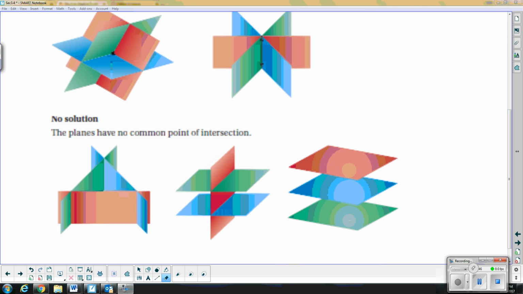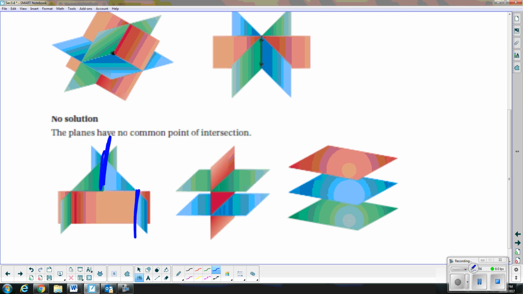If you have no solution, okay, so if you look here, the blue and the green, see how they share infinitely many points? And the blue and the red, infinitely many. The red and the green, infinitely many. But there is no point where the red, the blue, and the green all intersect. Okay, so that's why that first one, the one that looks like a triangle, is no solution, because there's no point where the red, the blue, and the green all share a common point, or a common line, or a common plane.